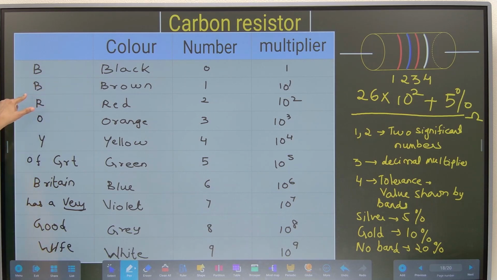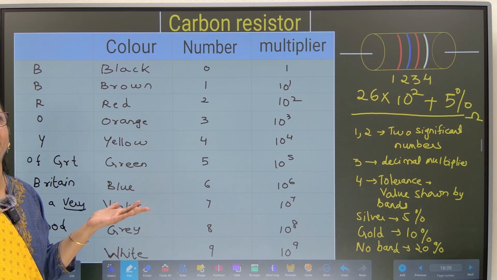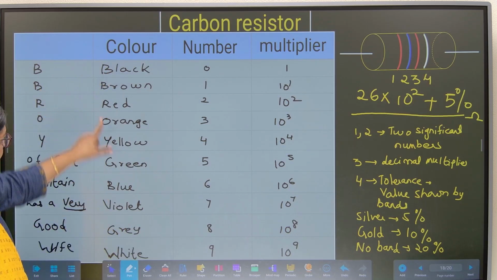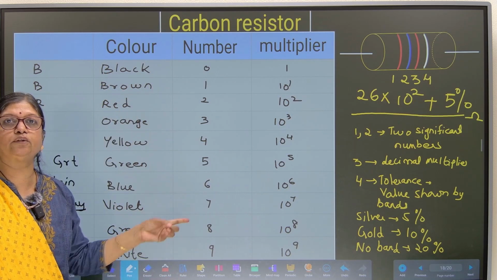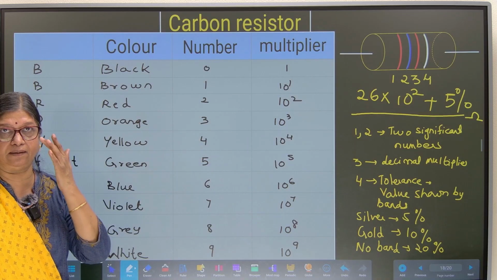B is for black. Second B is for brown. R is for red. O is for orange. Y is for yellow. Of great, there is green for it. G for green. B for blue. Britain, blue. Has a very violet. V for violet. Good for grey. G for grey. Wife for white. This is a simple and a funny way to remember the colors in this sequence so that these numbers also follow in the same sequence and hence the multipliers.